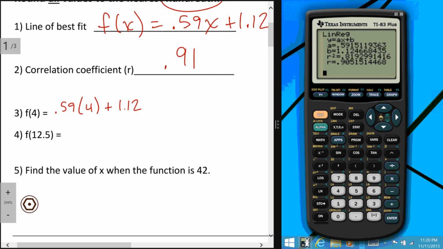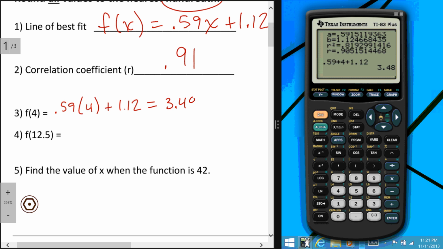And I need to do that on this calculator. So 0.59 times 1.12. Whoops. I thought that might happen. And I didn't multiply it by 4. I'm sorry. 0.59 times 4 plus 1.12. That looks better. This looks exactly like what I've written down here. 0.59 times 4 plus 1.12. And I get 3.48.